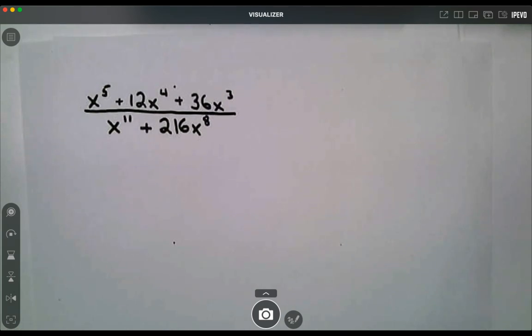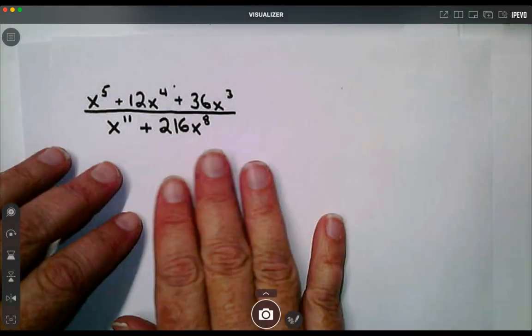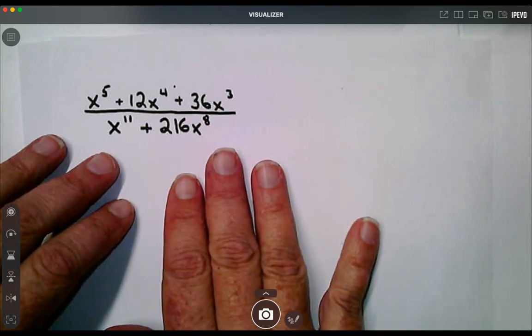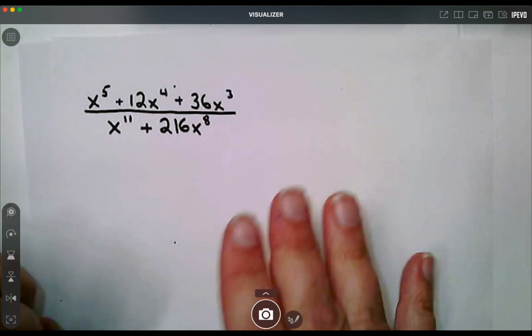Here is number one. And if you don't have the assignment in front of you, it doesn't matter. You could just copy down this problem and do it with me. Now, our goal is to simplify this. To be able to simplify this, we're going to need to factor it.